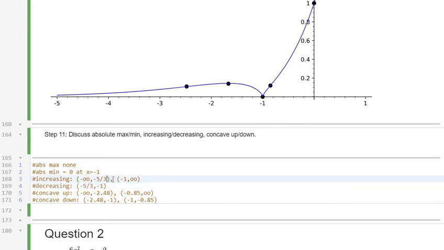We could put square brackets on these endpoints, but we don't need to worry about that. Just go ahead and leave them as parentheses. And again, these are x numbers. There's no y values here, except here in the absolute max and min, there's a y value. Y value is 0. But down here, these are all intervals of x values. So let's keep them that way.